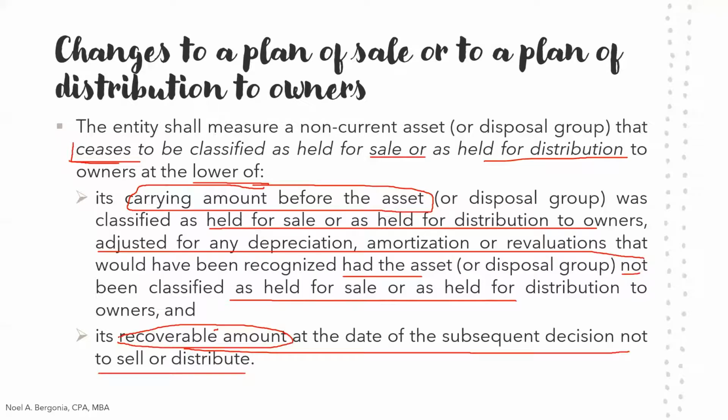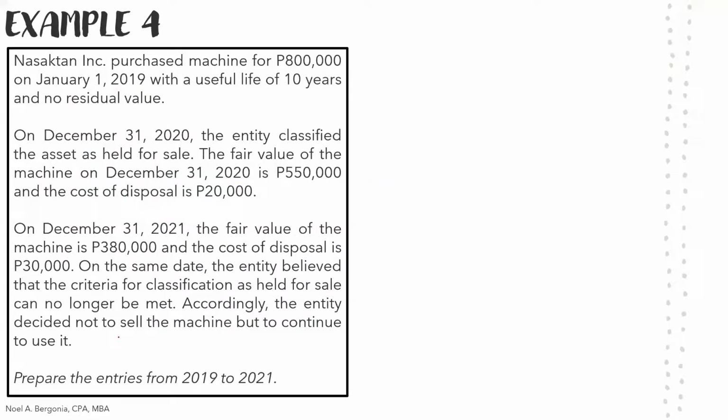So let's take a look at an example now related to this. You are asked to prepare the entries from 2019 to 2021. So Nasaktan Incorporated purchased a machine for 800,000. That's the original cost. Okay, on January 1, 2019, with a useful life of 10 years and no residual value. On December 31, 2020, which is 2 years after the date of purchase, it was now classified as held for sale.